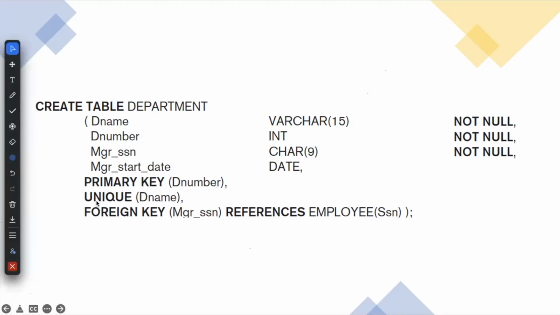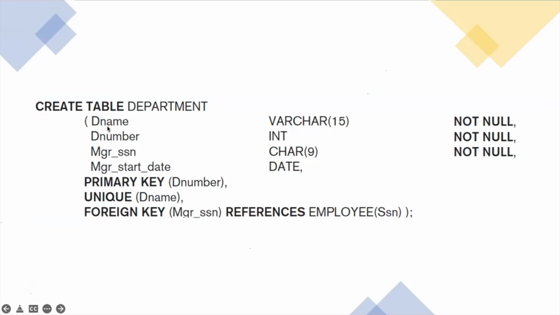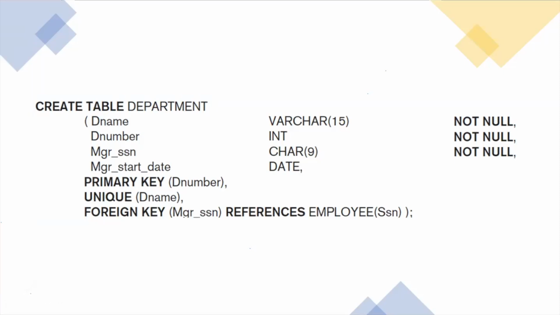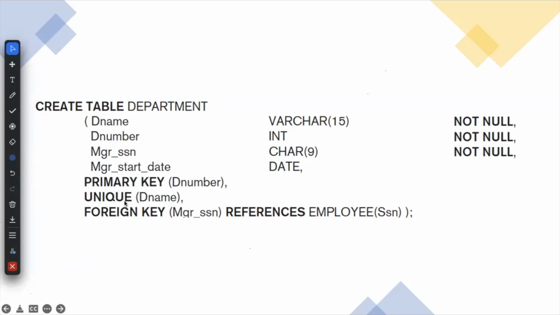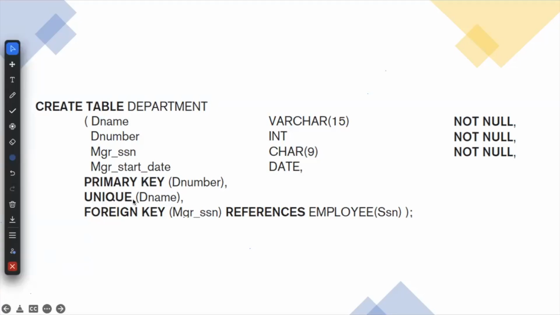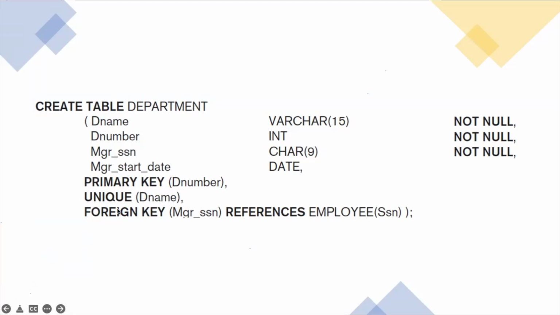And then you have another constraint here called unique. So we are assuming here that the department name should be unique. No two departments should have the same name. So this constraint, we can represent it by using the unique constraint. So we specify like this unique D name. So this specifies that D name cannot be same for two departments. Two rows should not have same value for D name.